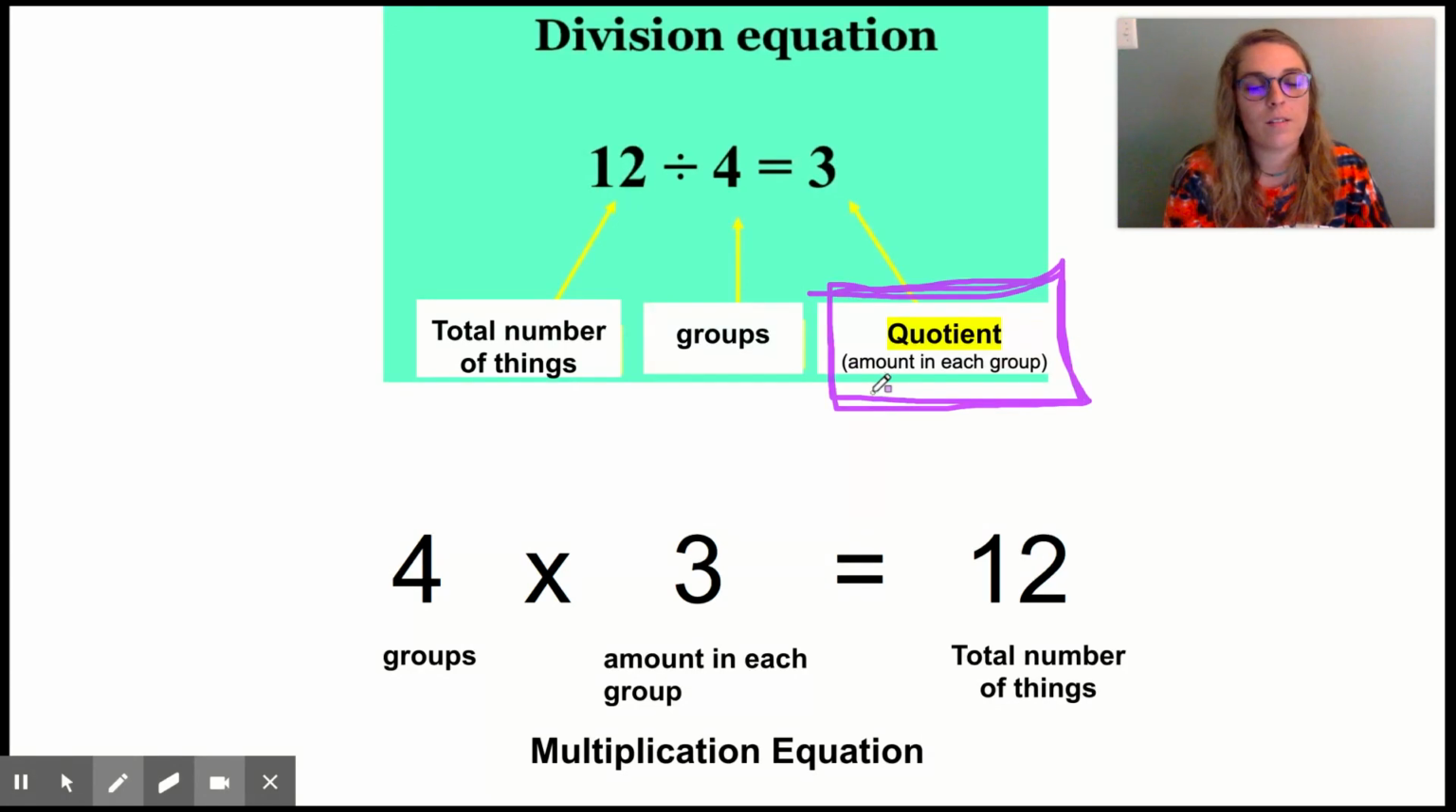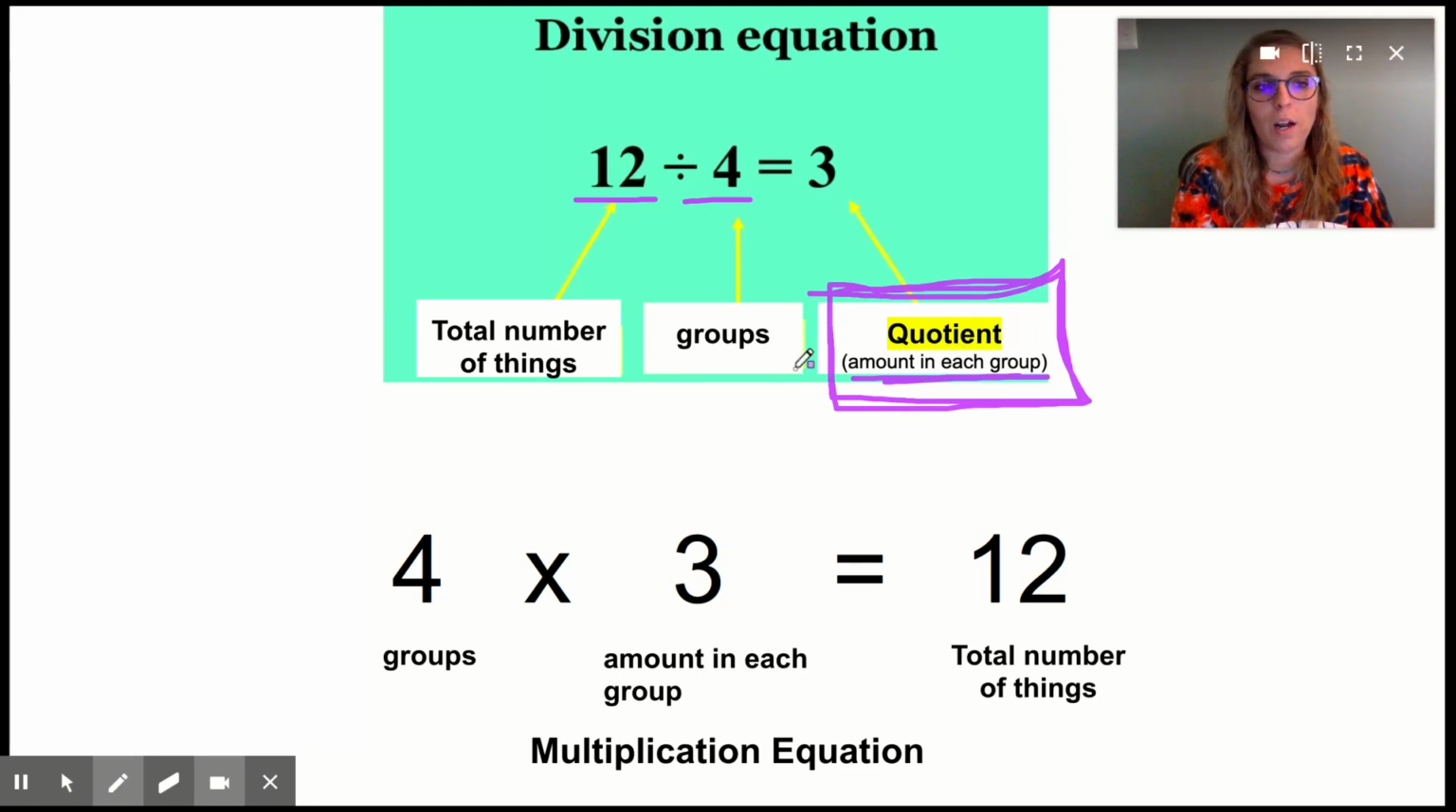Remember, it is the answer to a division equation, but it also tells us the amount that goes in each group. So it tells us that when we have 12 things and we split them into 4 groups, the quotient, the amount in each group, will be 3 in each group. So when it gets to that question in your form, make sure you type in the word quotient. I'll be sure to flash the spelling for you though.